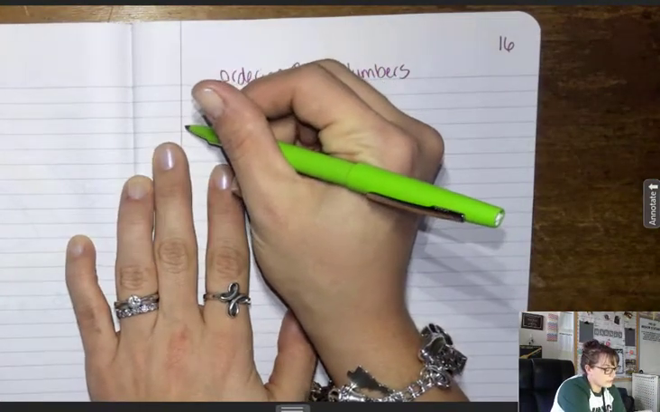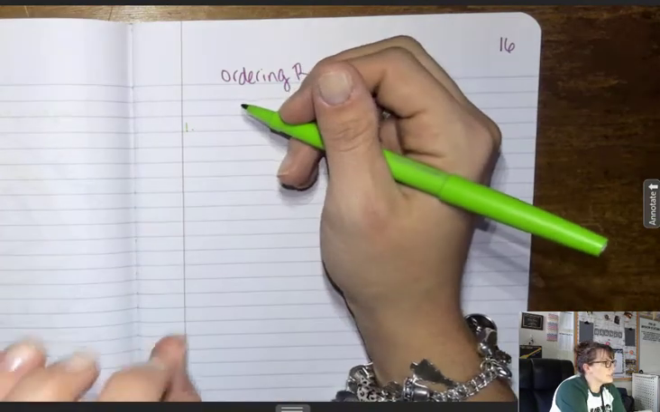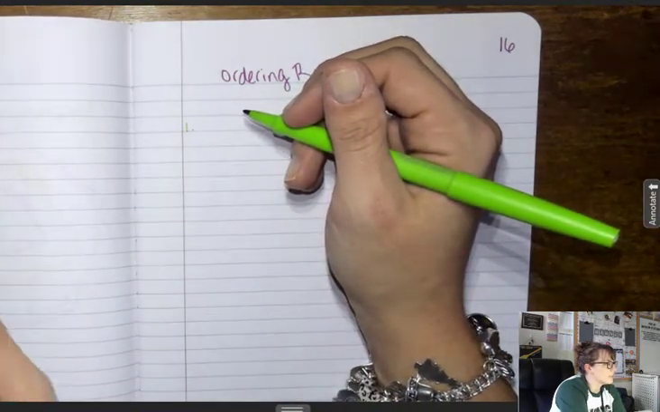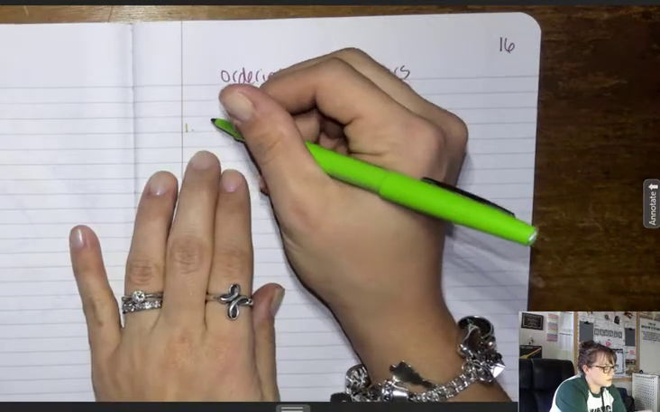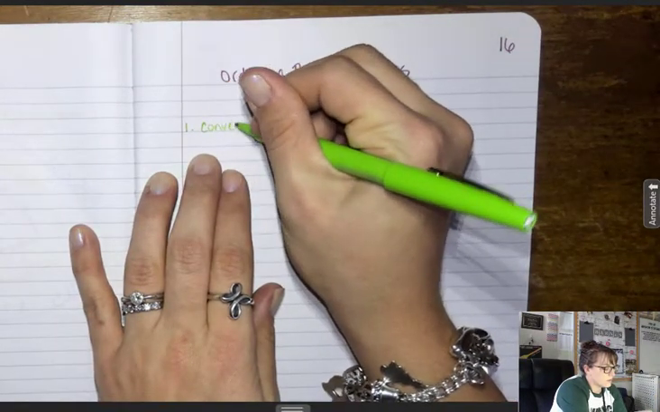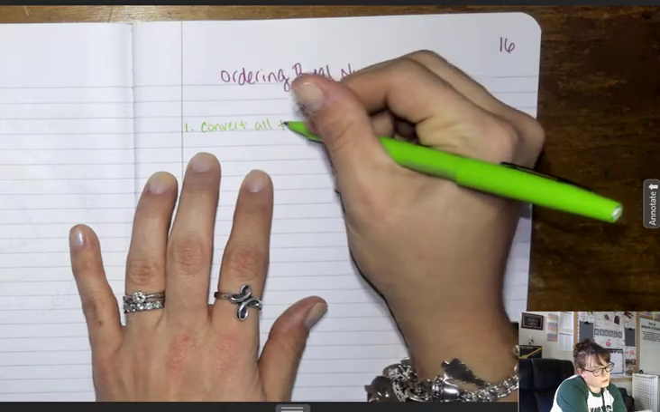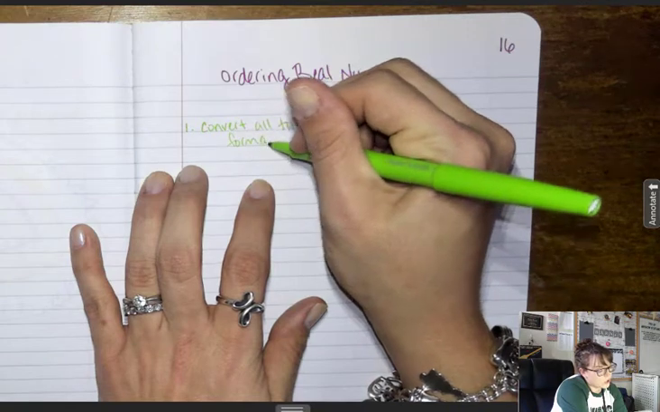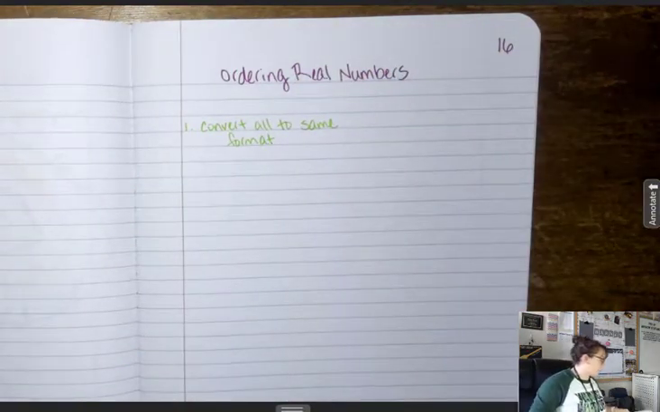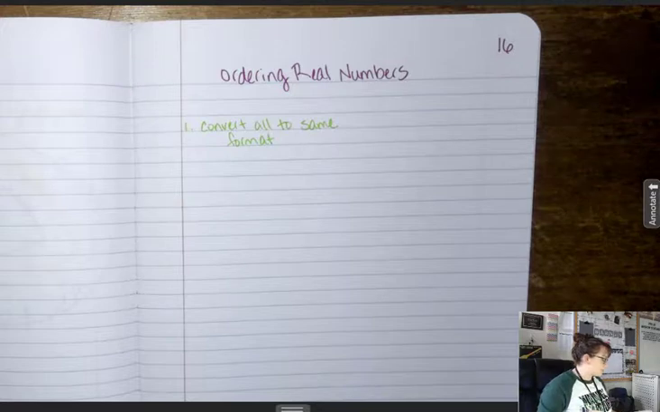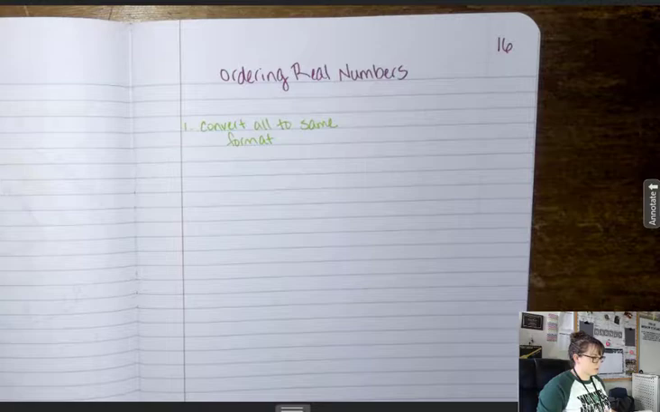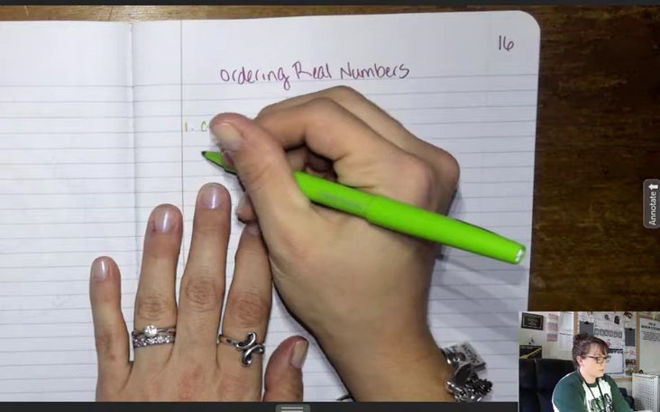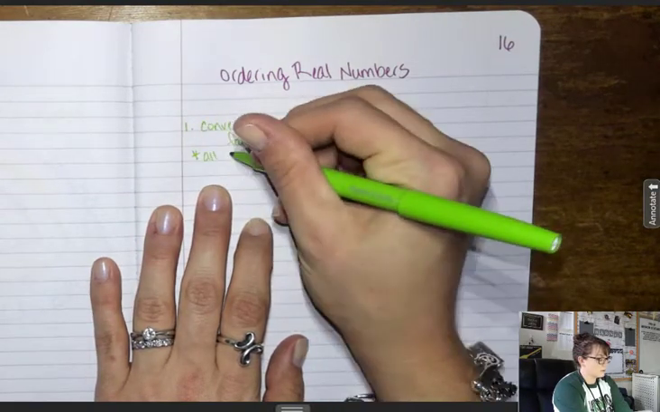So the first thing you need to do is convert them all to a similar format. Convert all to same, not similar, format. So they either all need to be decimals or they all need to be fractions. That's it. All decimals or all fractions. I would highly recommend all decimals. That's my recommendation. I can't make you do it, but I would assume you're probably going to want to say all decimals.